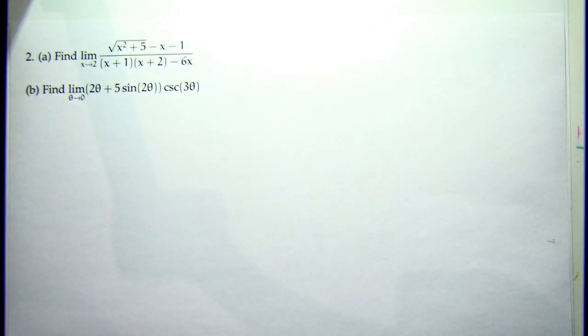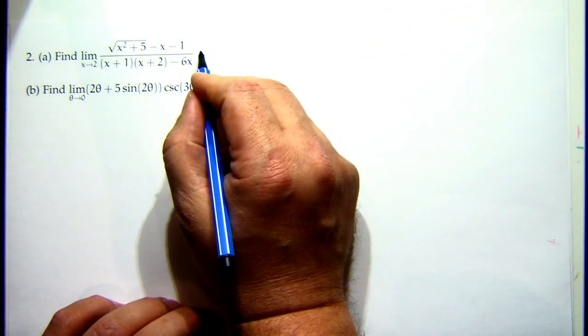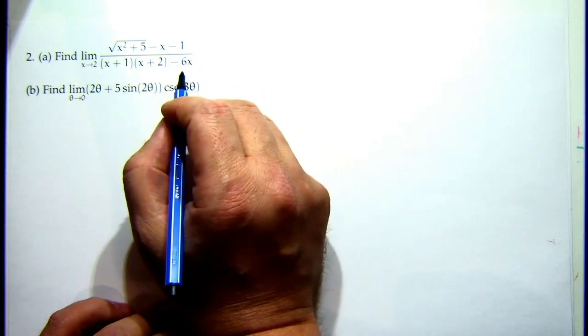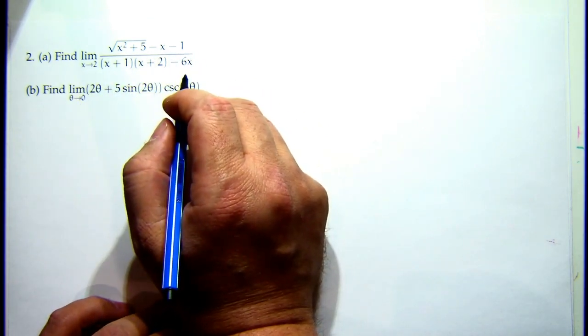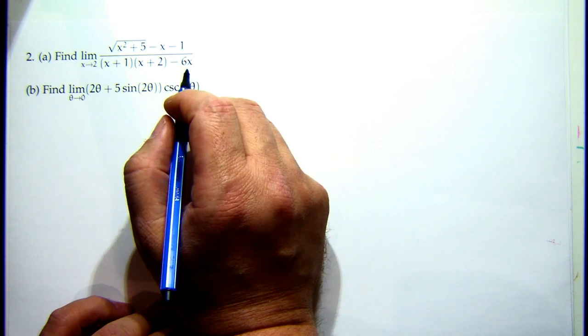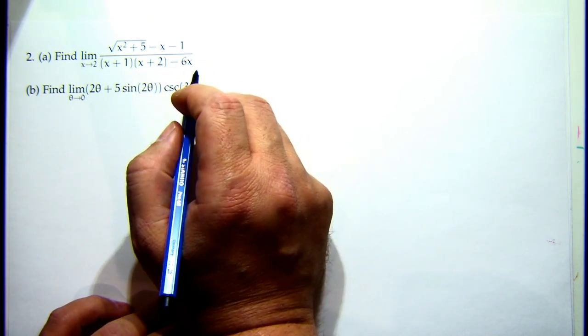All right, number 2. A limit. Oh, I love limit problems. Find the limit as x approaches 2 of (square root of x squared plus 5 minus (x plus 1)) over (x plus 1)(x plus 2) minus 6x. There's 2 limits. Let's do part A first. So I look at this and I say, okay, downstairs, I'm going to probably rewrite it. What will I do downstairs? I'll FOIL. I'll expand it out, gather terms, and probably refactor.